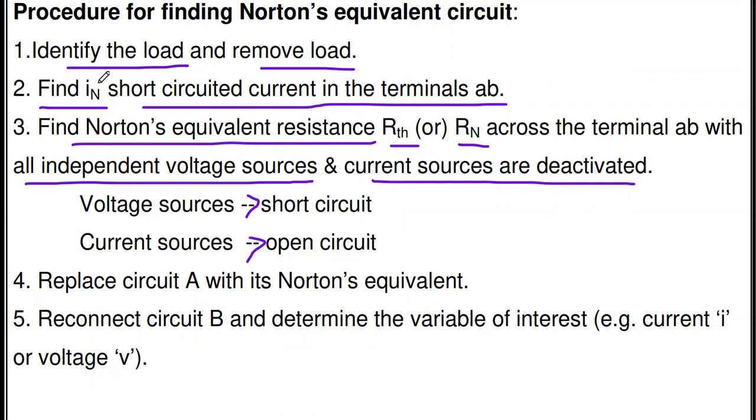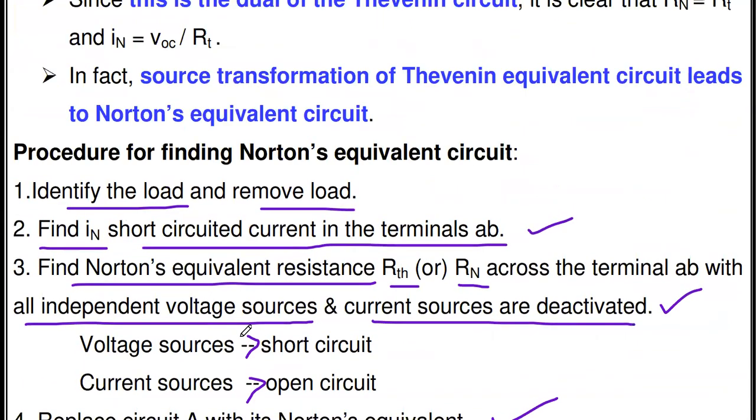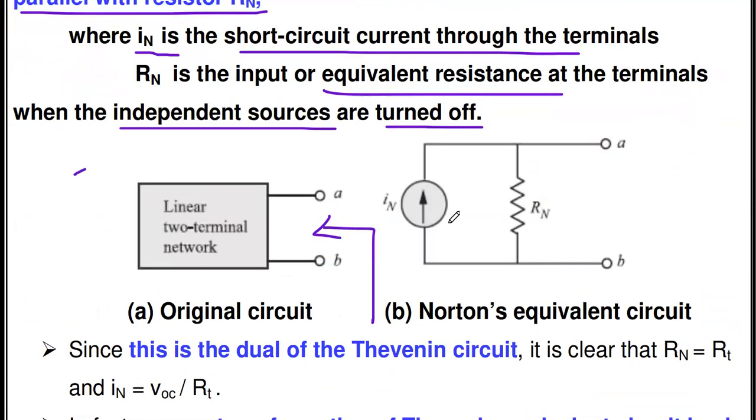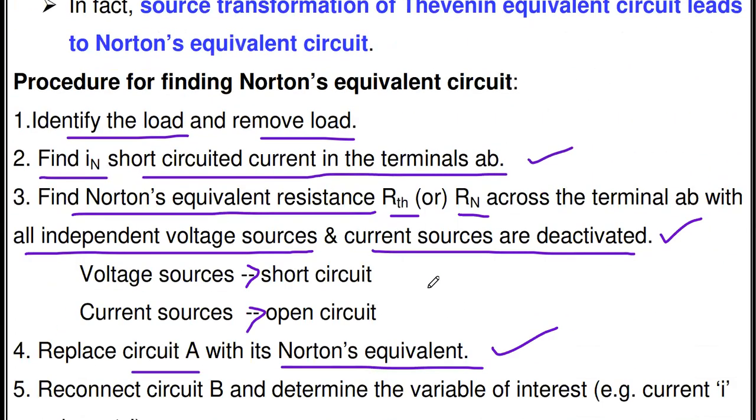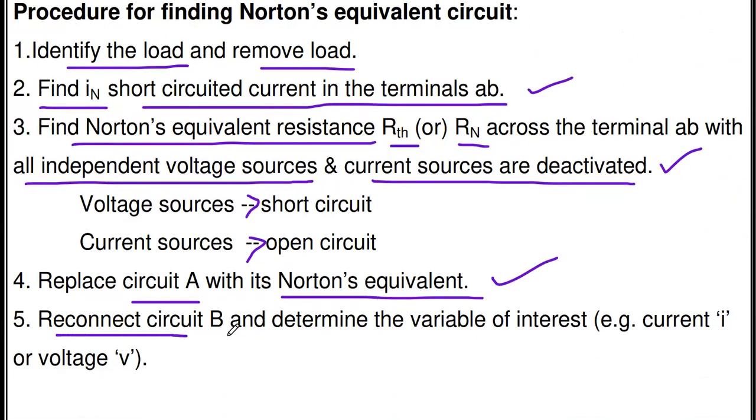Okay, so after calculating IN and RTH, the next step is we have to draw the Norton's equivalent diagram or Norton's equivalent model for the circuit A. What is Norton's equivalent diagram? This one: the Norton's current source in parallel with RN. After drawing this Norton's equivalent diagram, the final step is you just reconnect the circuit B.